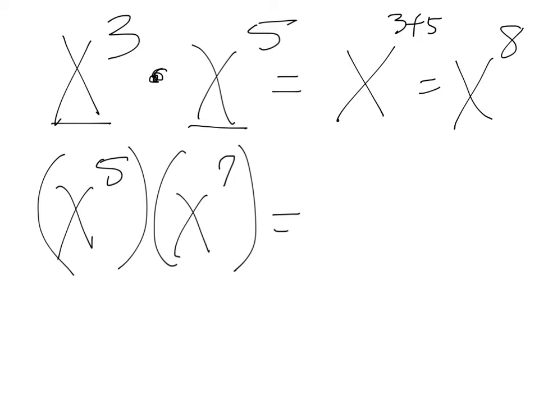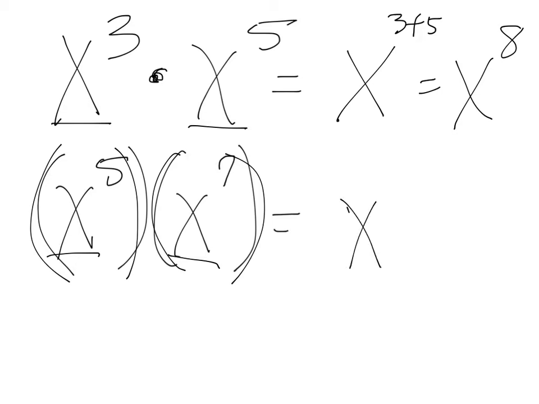All right? Here's another way to show multiplication with parentheses. So are the bases the same? Yep, they're both x's. So x to the 5th times x to the 7th is x to the 12th.